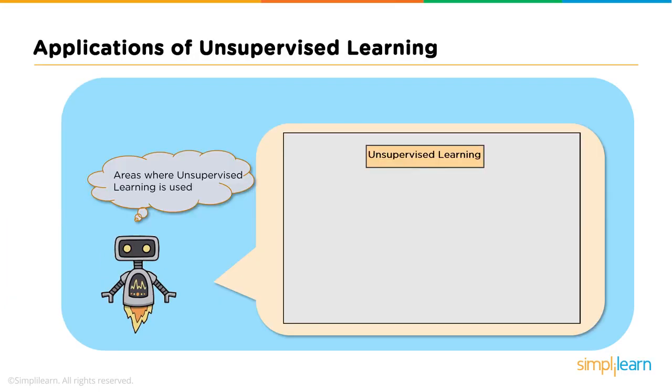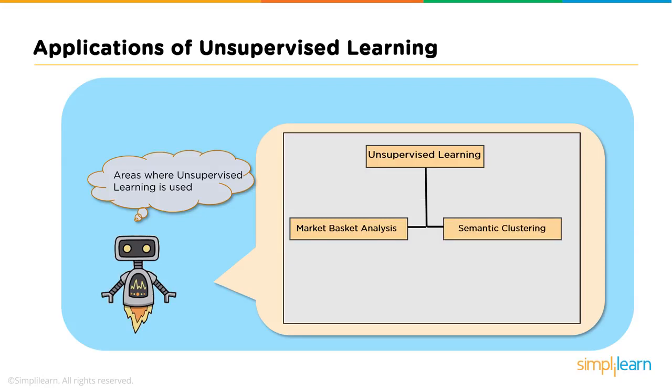Now, let's look at some real-life applications of unsupervised learning. Market basket analysis is a machine learning model based on the algorithm that if you buy a certain group of items, you are less or more likely to buy another group of items. Semantic clustering. Semantically similar words share similar contexts. People post their queries on websites in their own ways.